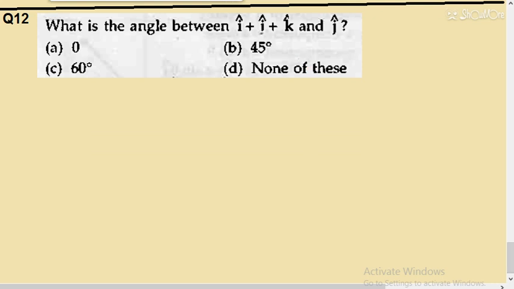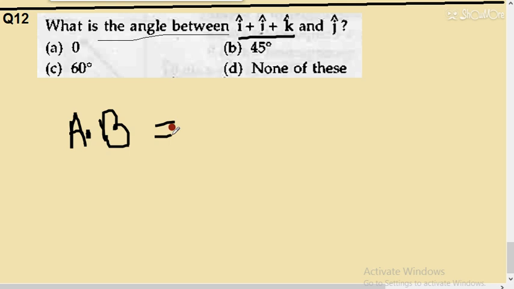So now we are at the last question. What is the angle between i cap plus j cap plus k cap and j cap? So what we can do is simply use the dot product here. You can use the cross product also, but I am using the dot product because it seems easy to me.